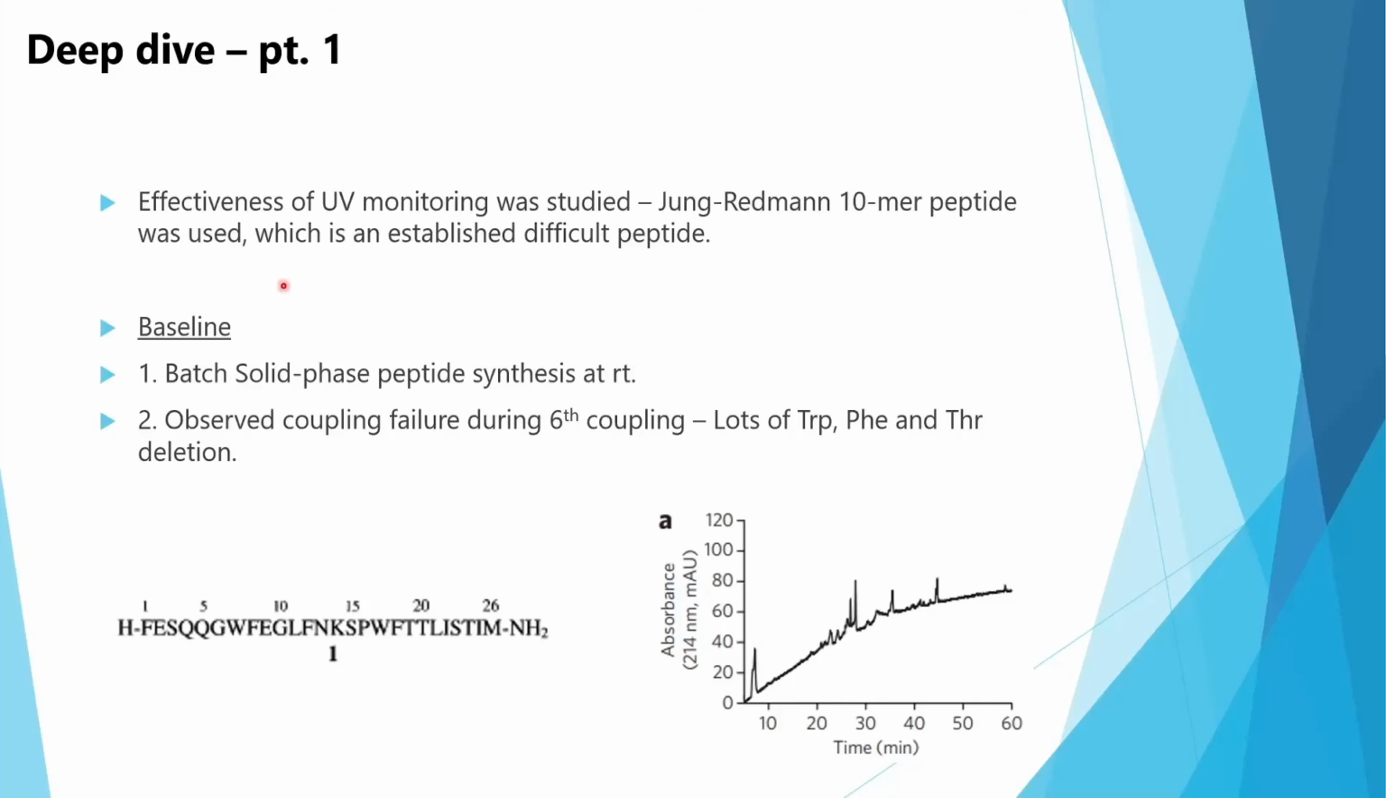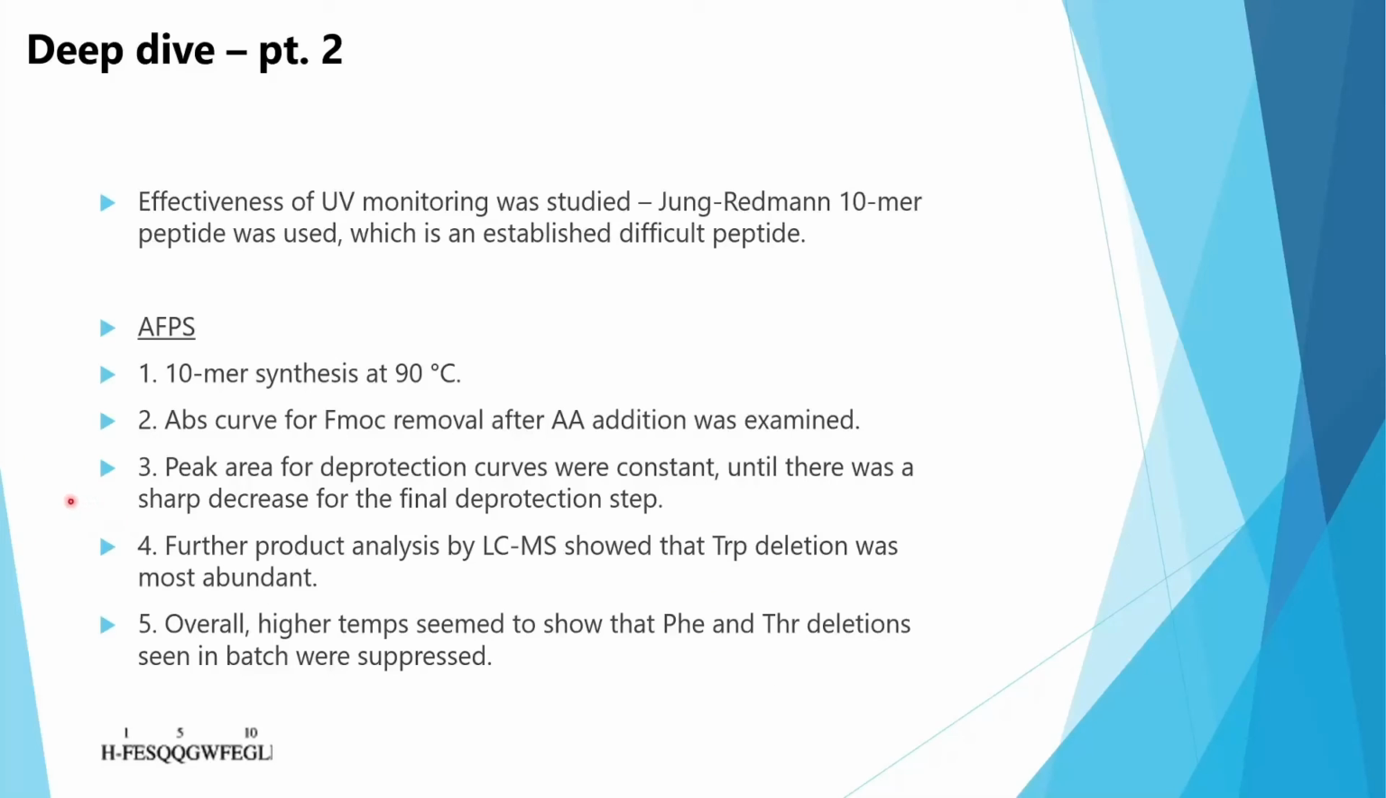Effectiveness of the inline UV monitoring was studied using the JR peptide, a known difficult peptide with 10 amino acids. As a baseline, batch SPPS was done at room temperature, and it was observed that there were often coupling failures at the 6th couple, leading to tryptophan, phenylalanine, and threonine deletions. Now, as the comparison, the peptide was made by AFPS at 90 degrees. The absorbance curves for FMOC removal was examined, and it was found that the curve peak area was constant until the final step, where there was a sharp decrease.